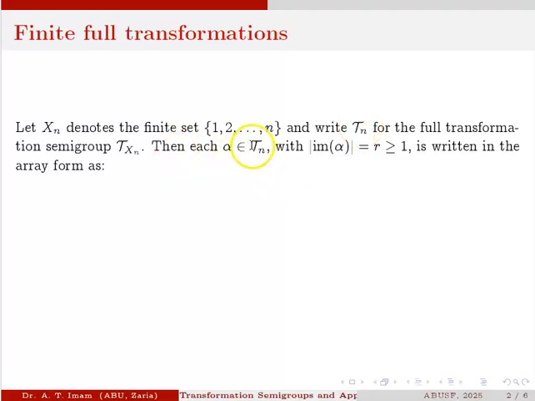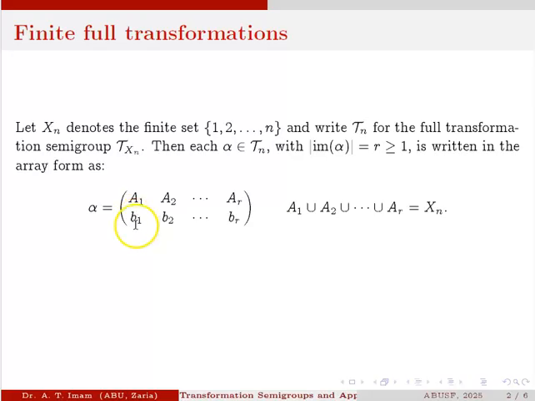Then for each alpha with r elements in the image set, every such alpha is written in the array form as alpha equals A1 mapped to B1, A2 mapped to B2, up to Ar mapping to Br. This is the array notation we introduced in the last lecture. The only difference here is the fact that we are dealing with a finite set.